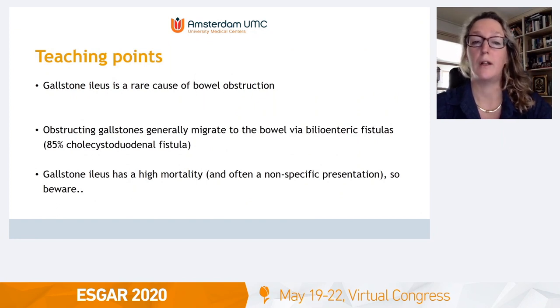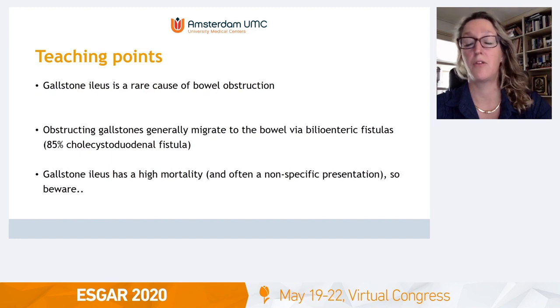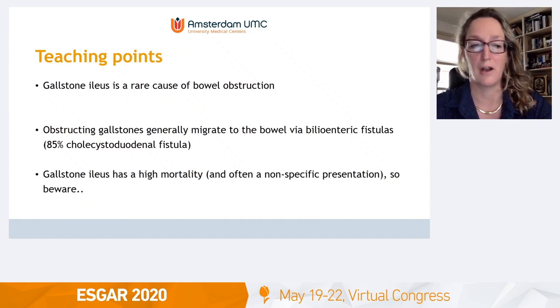So gallstone ileus is a rare cause of bowel obstruction. Obstructing gallstones generally migrate to the bowel via bilioenteric fistulas. 85% is a cholecystoduodenal fistula. Gallstone ileus has a high mortality and often a non-specific presentation. So beware. Our patient is still alive, by the way.